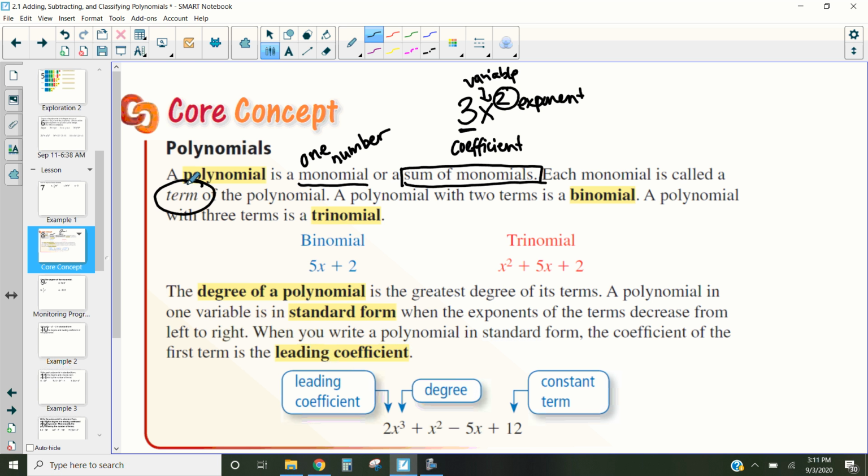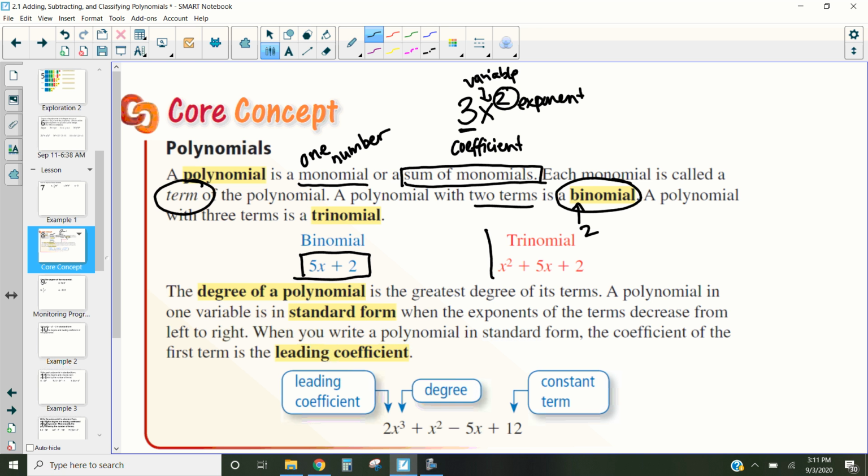One way that we're going to classify these polynomials is based on how many parts they have. If a polynomial has two terms in it, we call it a binomial. Monomial, one number; bi means two, like in the word bicycle, so a binomial has two terms in it. Those two terms can vary, whether they have exponents or are constants, but a binomial has two terms in it.